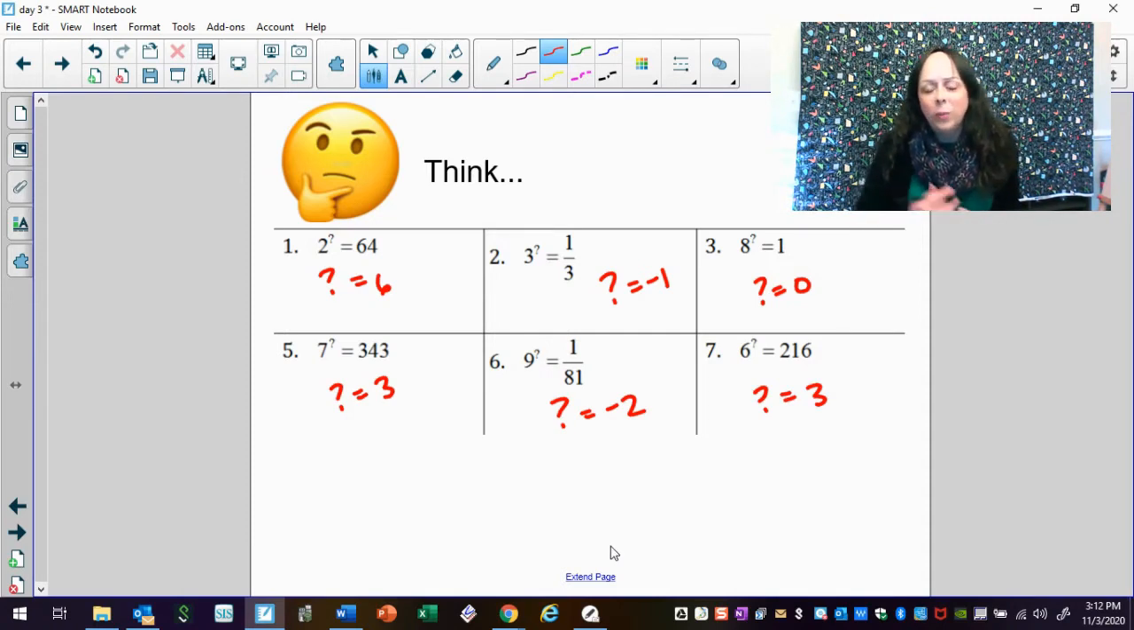Why are we thinking about this? Well, what we're going to be doing in the next part of this unit is learning about logarithms or logs, and this is what logs are. It's how do we find that missing exponent, okay?